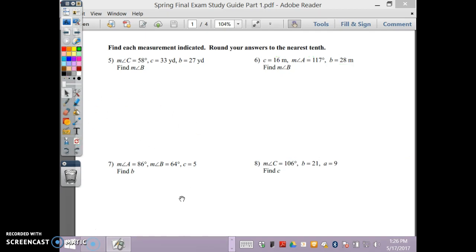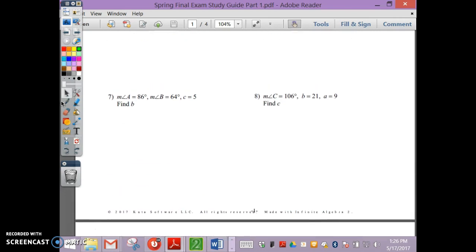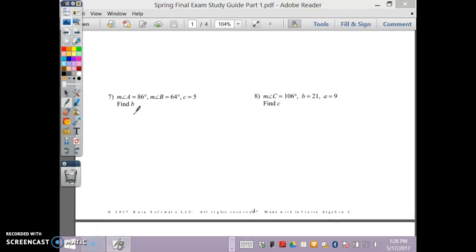Okay, let's see. We're solving for a side. Let's see if we can do law of sines. If not, we've got to do law of cosines. So we have B and B, but A and C. So yeah, that's not going to work. But we do have A and B, the angles, so we can definitely find the measure of angle C by subtraction. So if we take our 180 and subtract the 64 and subtract the 86, we get that angle C is 30. Now I have my pair, C and C, B and B.